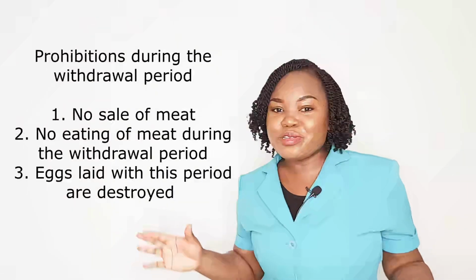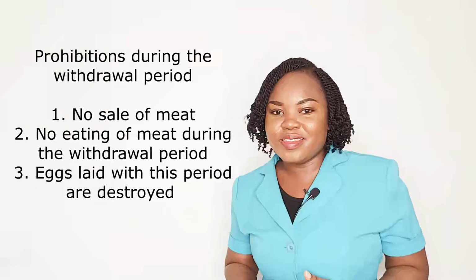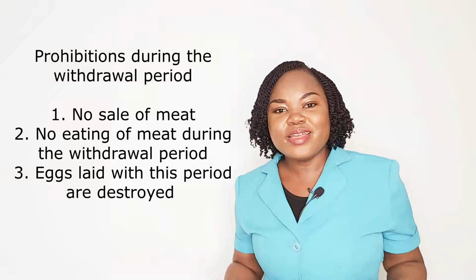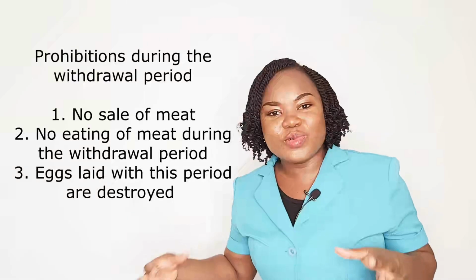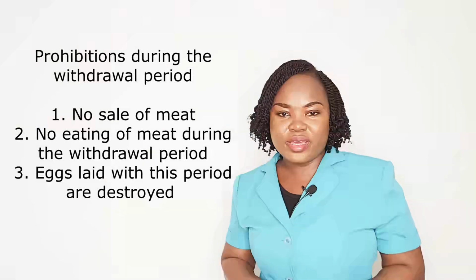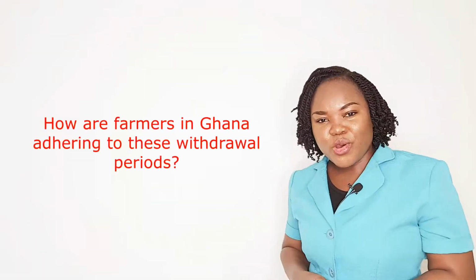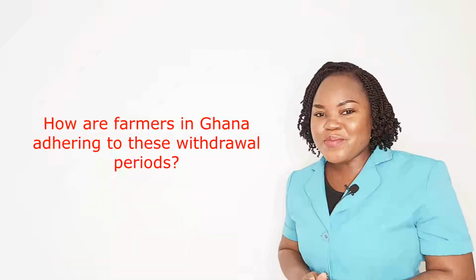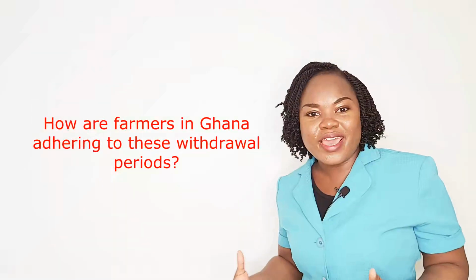Animal flesh are not sold or eaten within this period. Similarly, eggs that are laid within this period are destroyed or thrown away. But are these withdrawal periods adhered to? Or do you think a farmer will throw away his or her eggs that are laid within the withdrawal period in our part of the world?